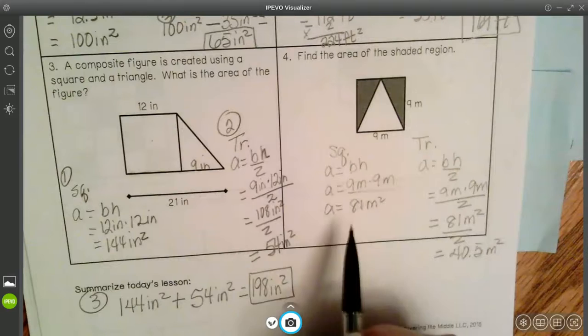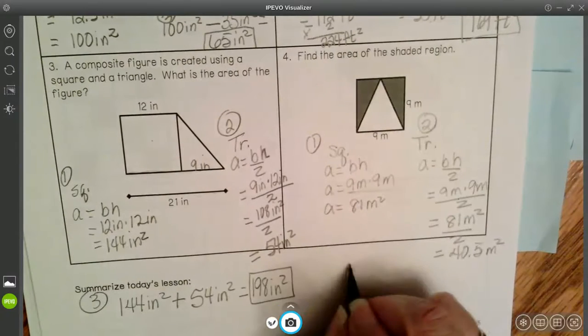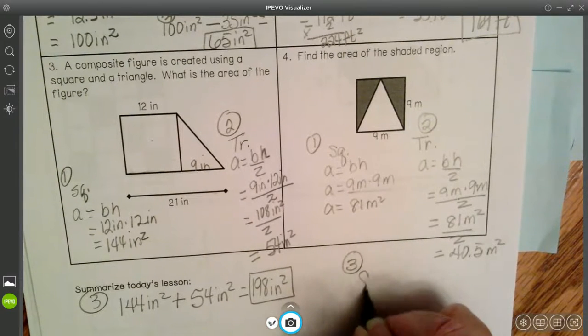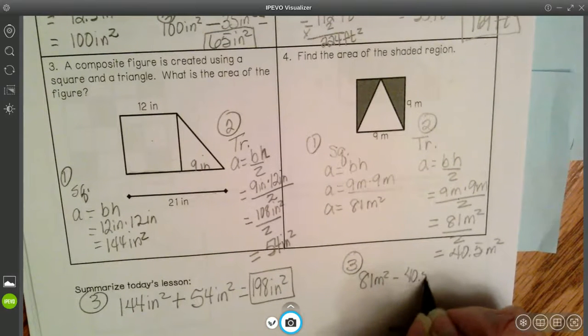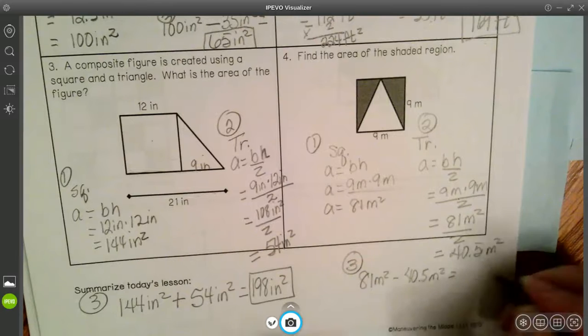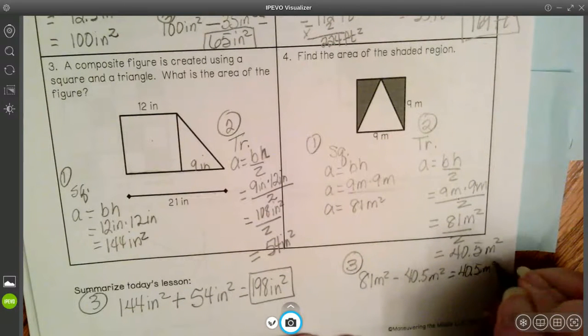Okay, so now we're going to take this one. This was step 1. Step 2. Step 3 is we're going to take our 81 meters squared and we're going to subtract our 40 and 5/10 meters squared, and we're going to get 40 and 5/10 meters squared for our answer right there.